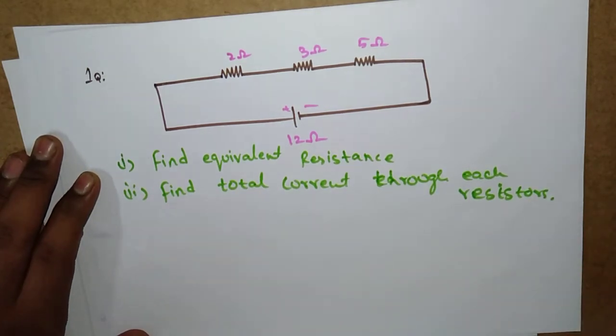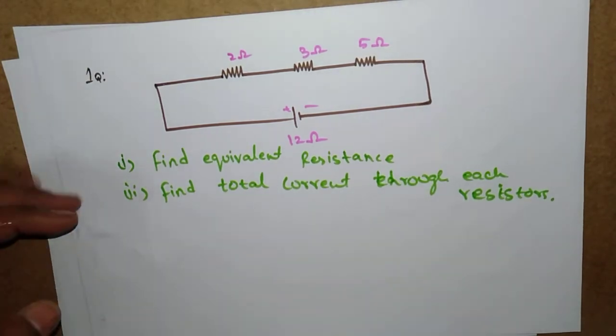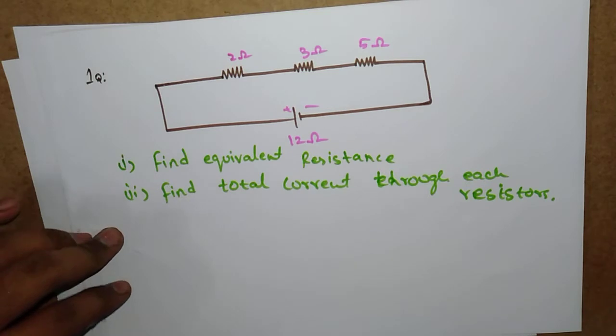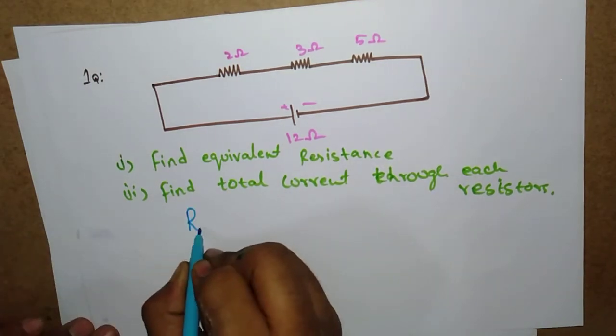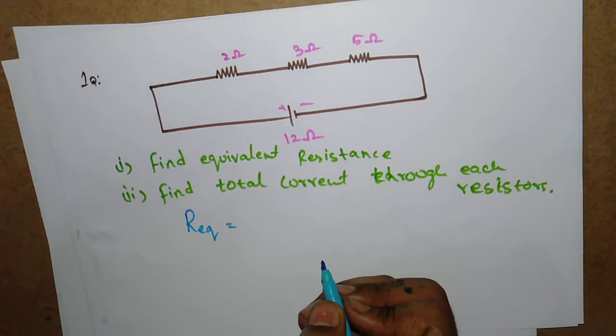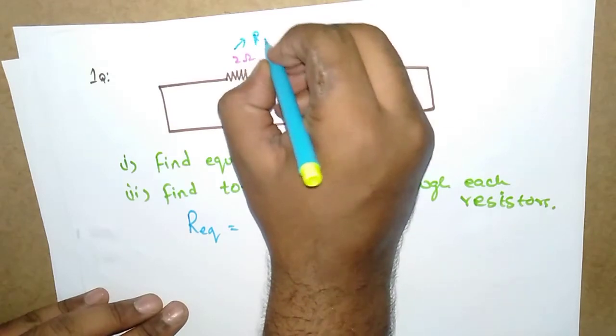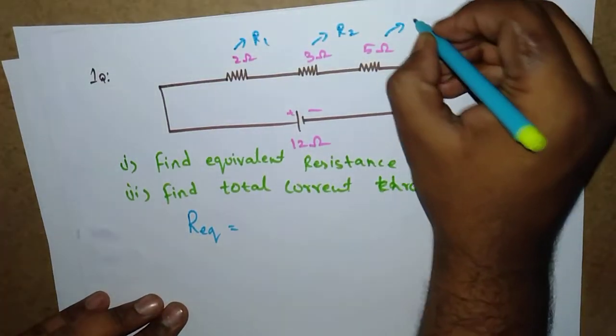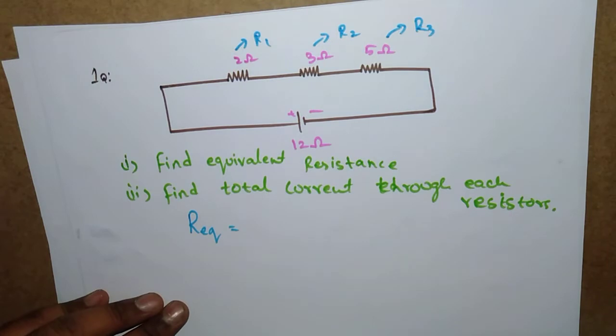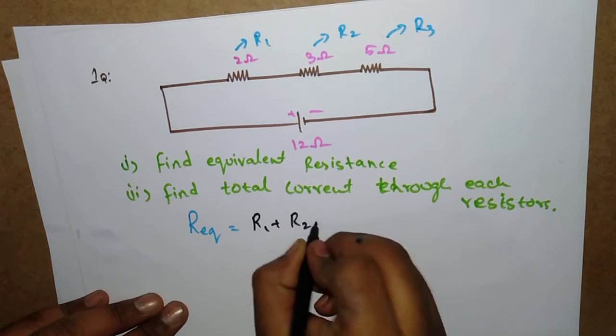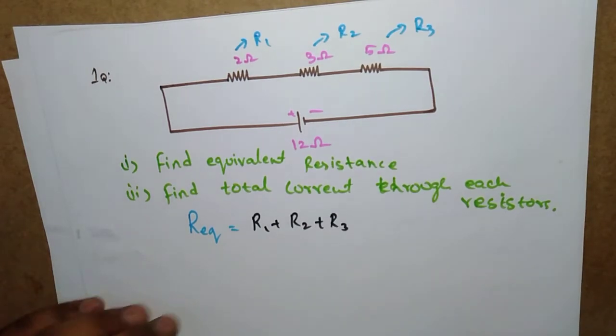Find the total current through each resistor. So here the first thing he is asking is to find the equivalent resistance. Equivalent resistance means he is asking for R equivalent. In a series combination we get equivalent resistance by adding all the values of the resistors. Consider this resistor is R1, this resistor is R2, and this resistor is R3. Then the equivalent resistance in series combination will become R1 plus R2 plus R3.